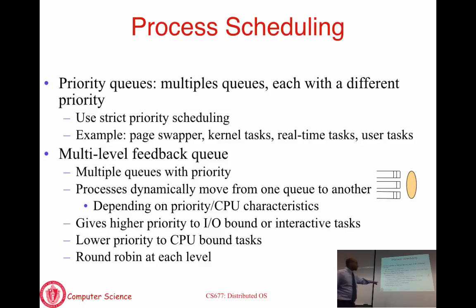Okay. So that's basically what is happening here. Lower priority to CPU bound tasks, round robin to each level, and higher priority to IO bound tasks. Okay. And if you look at a standard Linux FreeBSD Unix scheduler, you will see some instantiation of this. Any questions here? This is still, we are in review mode.